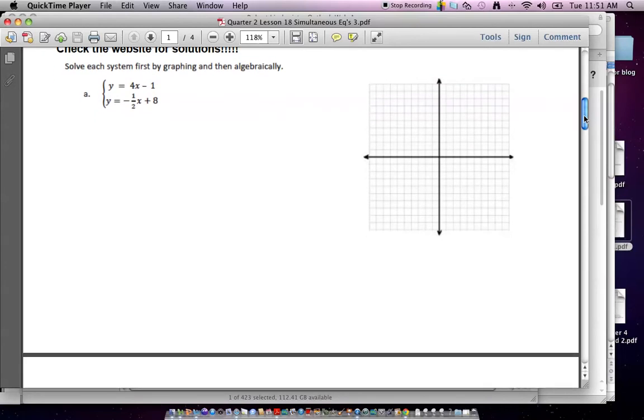Now, solve each system graphically and then algebraically. Now, graphically, go ahead, do it. I'll give you a minute or so to get this done. Minute and a half. I'll go through it graphically, and then I'll go through it algebraically.